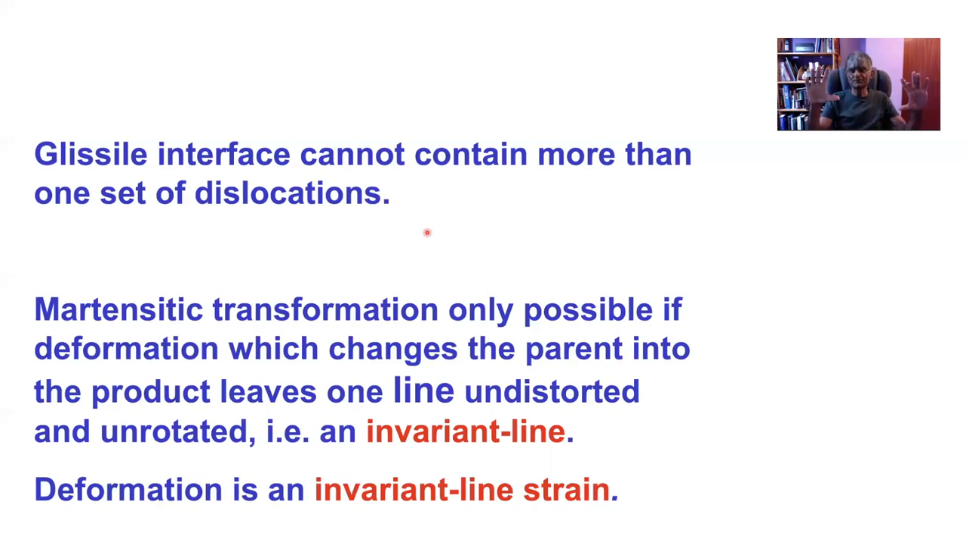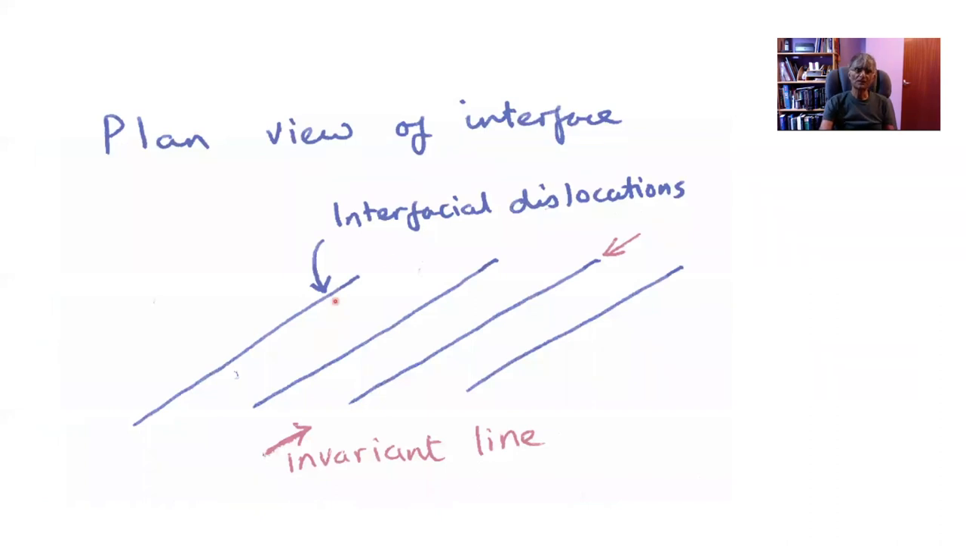Okay, now given this information, imagine that we are looking at the plan view of the interface. That means if this is the interface, we are looking from a direction normal to that plane. So this is the plan view. And what we would see would be an array of dislocations that lie along this invariant line. And because this line is completely coherent between the two crystals, there's no need to have any other dislocations to accommodate the misfit along that direction. If we did not have an invariant line, you could not accommodate the misfit between the two with a single set of dislocations.